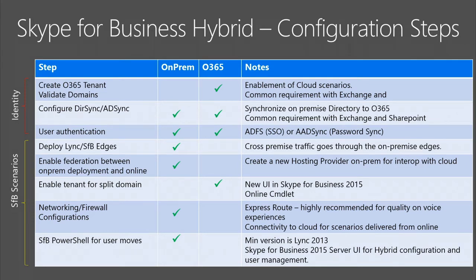On the Skype for Business specific configuration, there is a need to have a Lync or Skype for Business Edge deployed. The core reason for that is the cross-premise traffic goes over the federation route. So Edge has to be there, and also federation has to be enabled on your on-premise Edge configuration. We have to enable a tenant for split domain. Enabling a tenant for split domain tells our Office 365 infrastructure that the tenant will be moving users, and we're using that indication in the routing decisions.